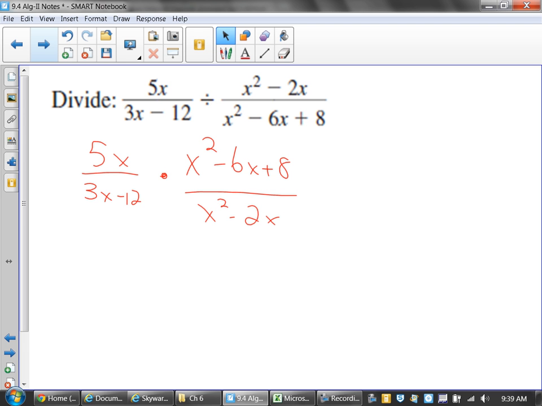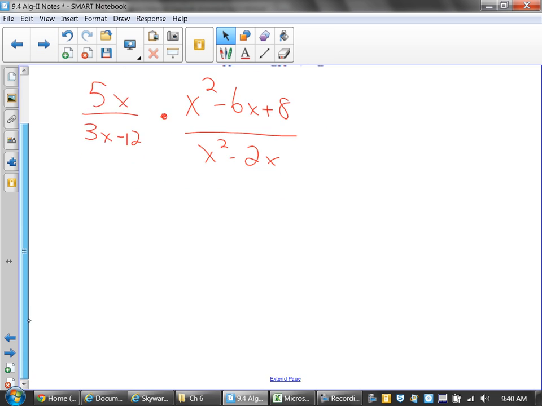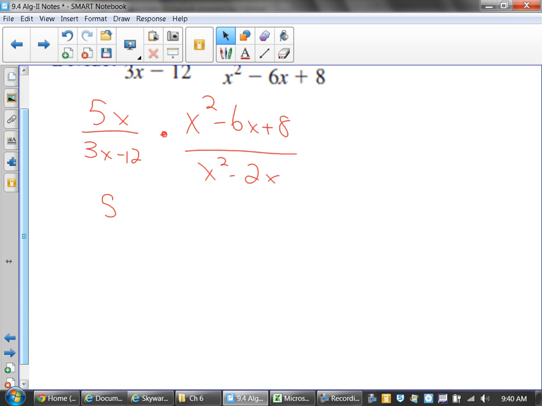Again, as we're starting up these types of problems, you need to factor first, and your first rule of factoring is always to look for GCFs. So the first numerator, I have a 5x. There's really nothing I can do with that. The first denominator, I have 3x minus 12. What can I do there? Factor out the 3, good. So I wind up with 5x over 3 times x minus 4.